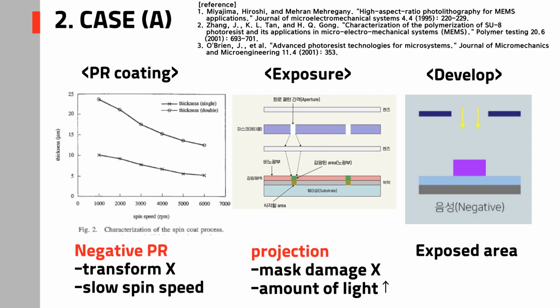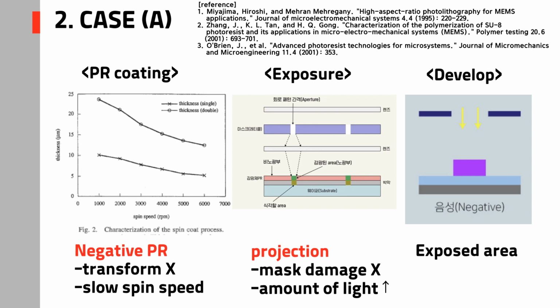According to the research paper, in the case of SU8 with a high aspect ratio, negative PR was chosen due to its excellent chemical resistance and its capability to produce high aspect ratio structures. During spin coating, when the wafer's rotation speed is low, PR is applied in a thicker layer, allowing for thicker coating at slower speeds.